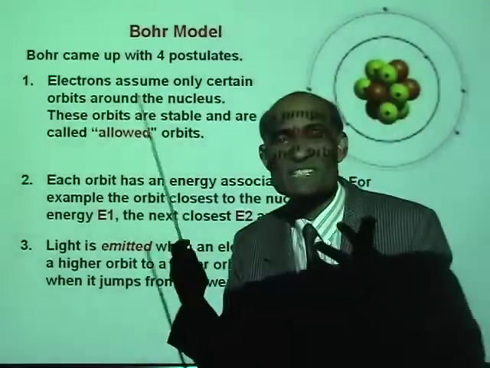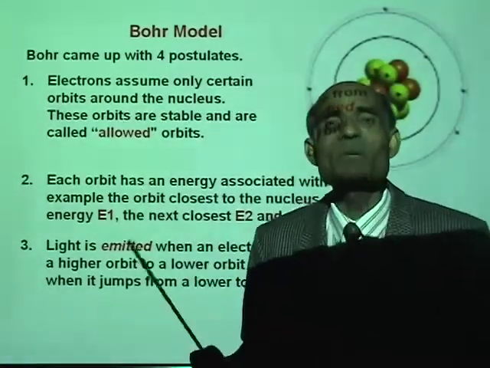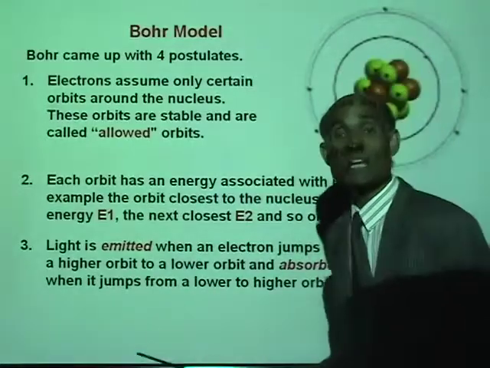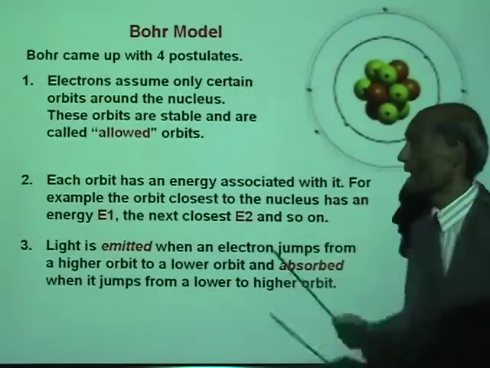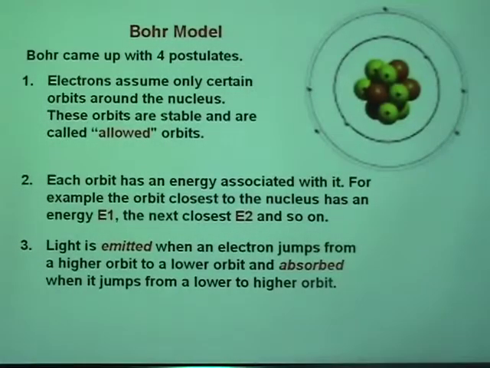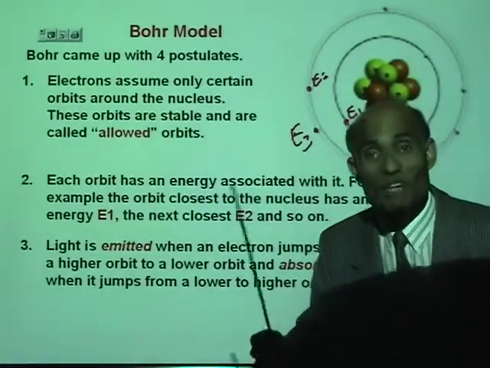When does light get emitted? Remember, light is energy. When will an atom emit light? Light gets emitted when an electron in an outer orbit. Now, remember the energy levels there. Let me write that one more time. An electron here has an energy E1. An electron there has an energy E2. An electron here has an energy E3. Now, when is light emitted? Now, Bohr has a very clever theory.